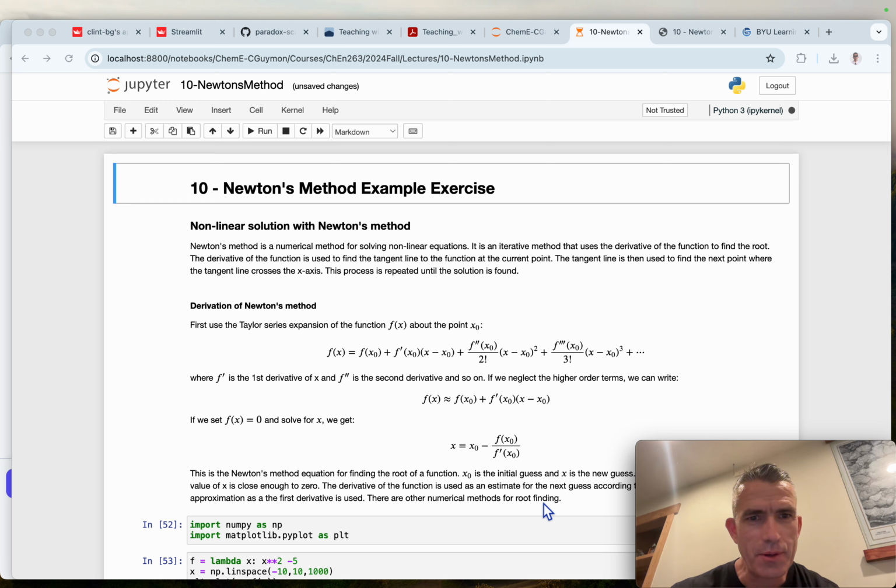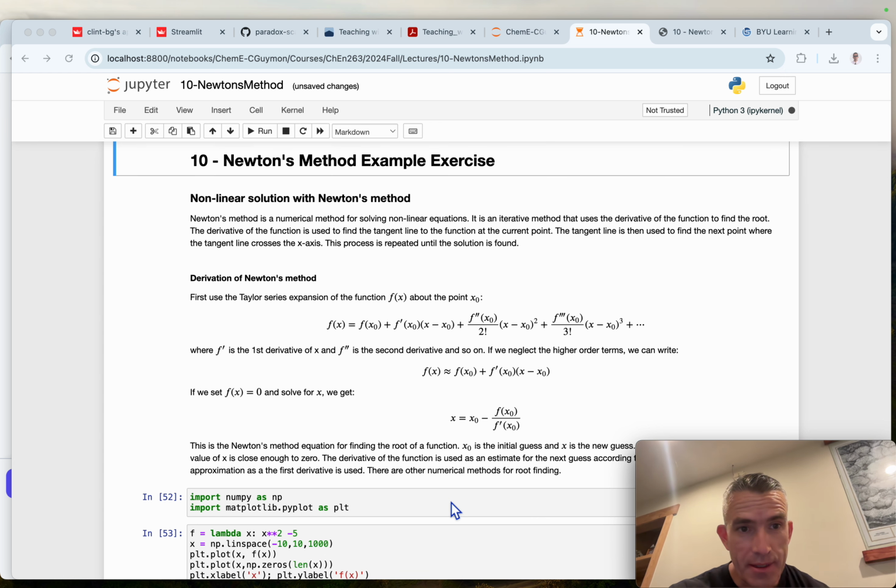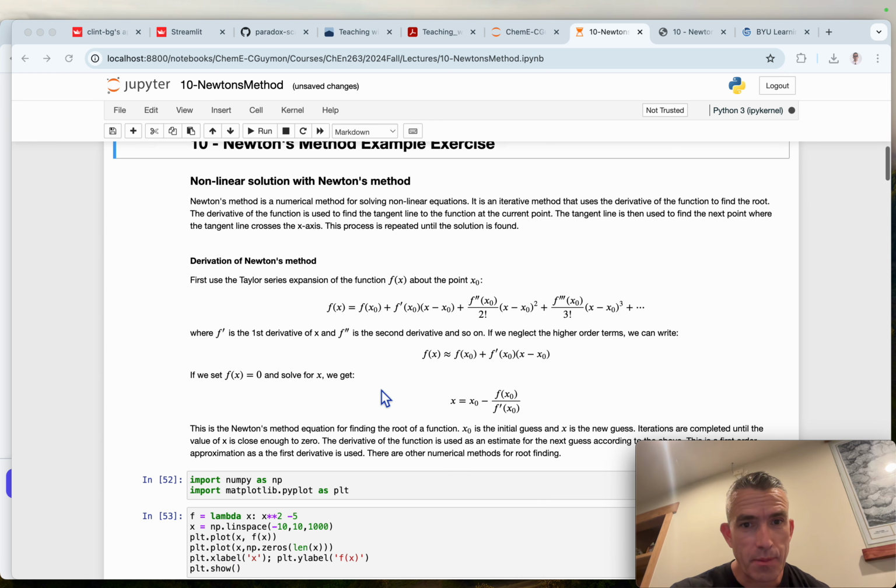Today we're going to talk about Newton's method. This is to solve equations, and we'll start out with the Taylor series expansion. You've probably seen this before in your math class, but here it is right there.